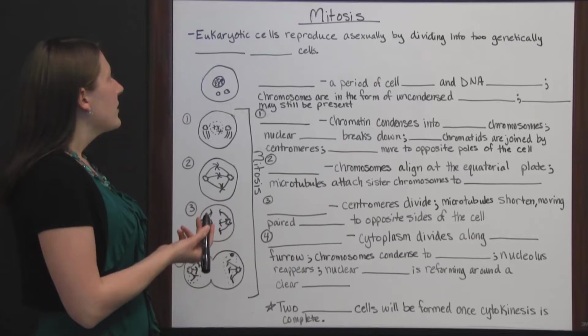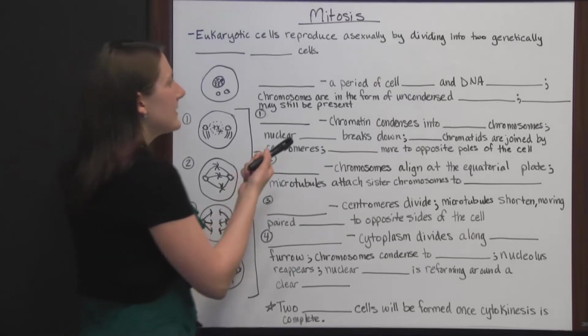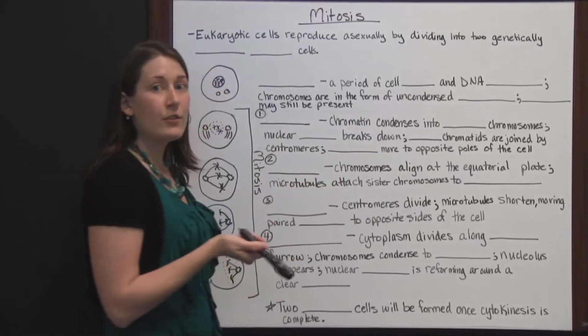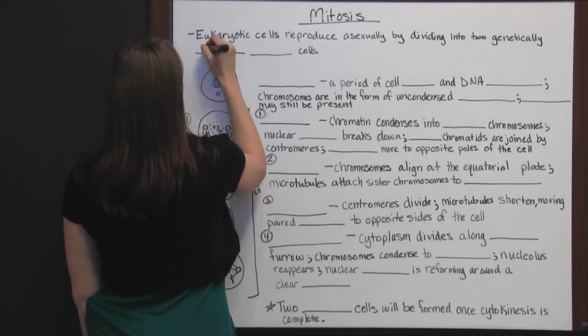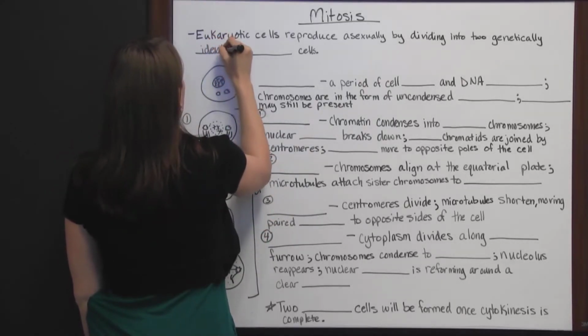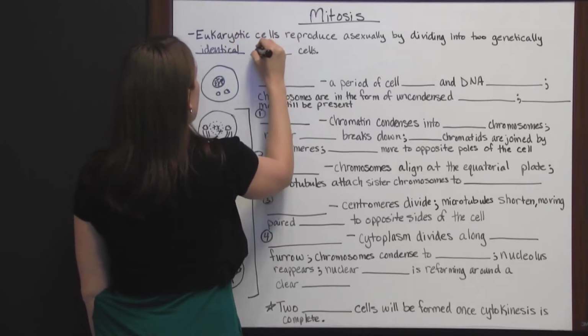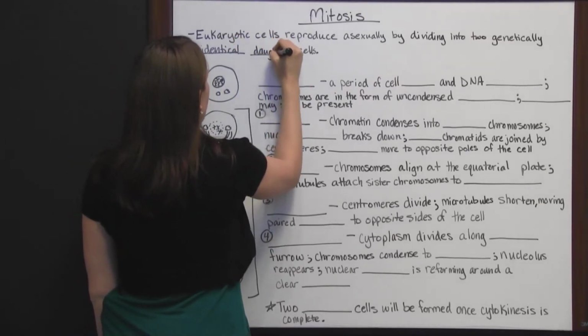Mitosis. Eukaryotic cells reproduce asexually by dividing into two genetically identical daughter cells. Now they do this by the process of mitosis.